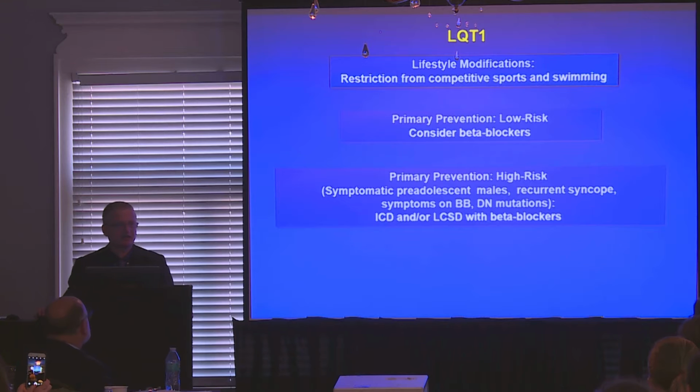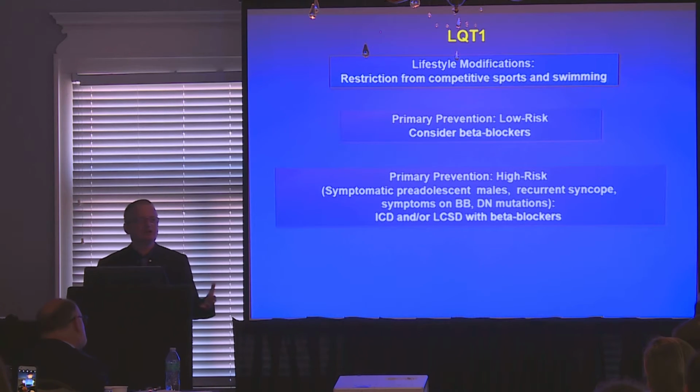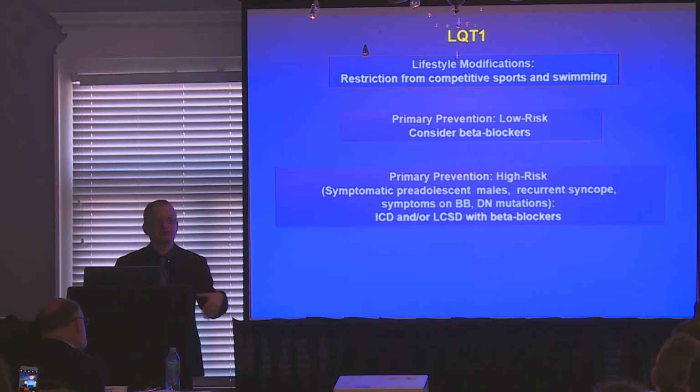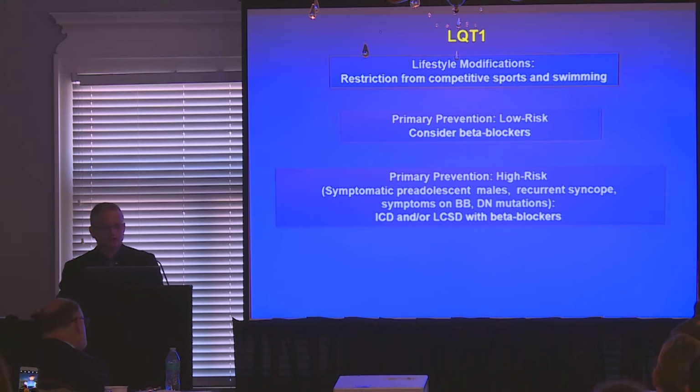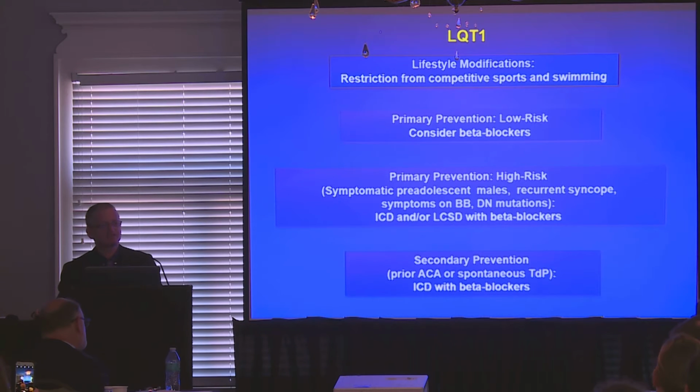If a patient is at higher risk, if the patient experiences symptoms on beta blockers, or the patient has a C-loop mutation, a very high-risk mutation, plus syncope, this patient should be considered for an ICD or sympathectomy, because we know that sympathectomy affects the adrenaline surge on the heart. And if the patient has already experienced a cardiac arrest, this patient should get an ICD with beta blockers.